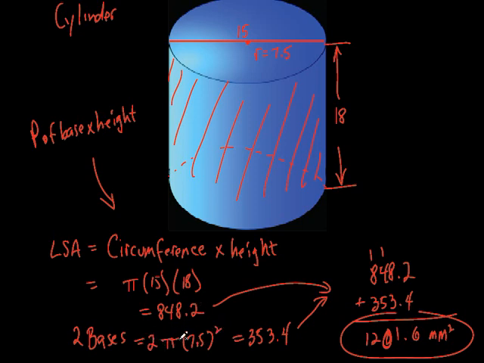Why do I have the 2 there? Because pi r squared is just the top. We got to figure out the bottom as well. So I just multiply by 2, since both those circles are exactly the same. We get the 353 number. Add the 2 together. That's my lateral, my side. This is the top and the bottom together. Add them up, 1201.6, and you're finished.